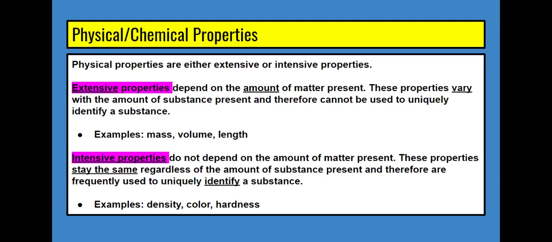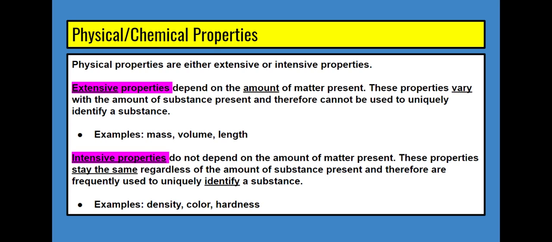So, for example, mass. If I said I had 100 grams of some substance, you wouldn't be able to tell what it is. If I said 100 grams of substance A or substance B, you would not be able to tell them apart specifically based on that mass value. That amount does not allow you to identify a substance. Also, mass depends on the amount of matter you have. So if I have 1 gram of a substance or 1,000 grams of a substance, mass changes. It depends on the amount of matter present.